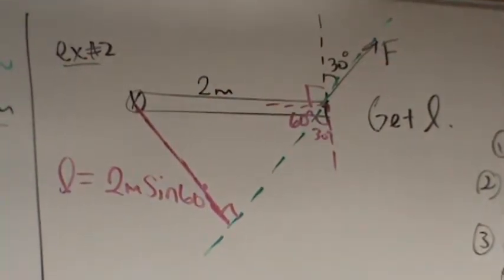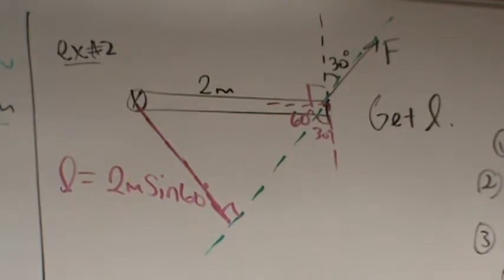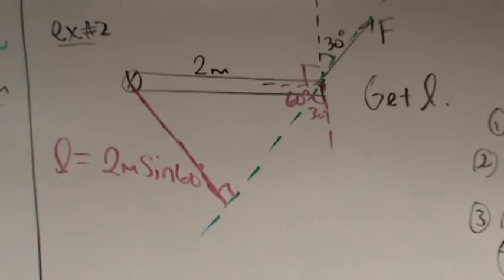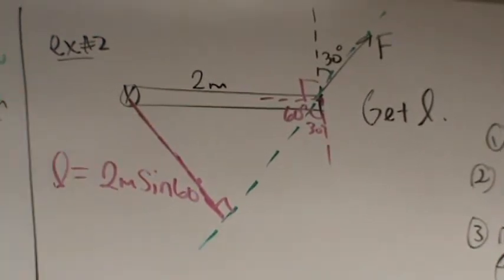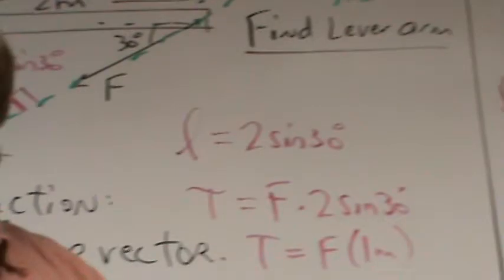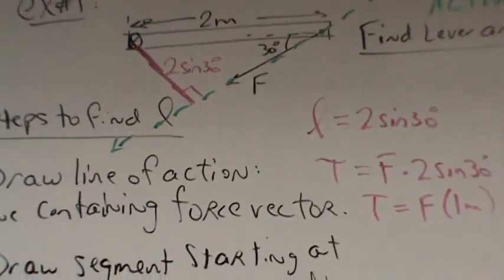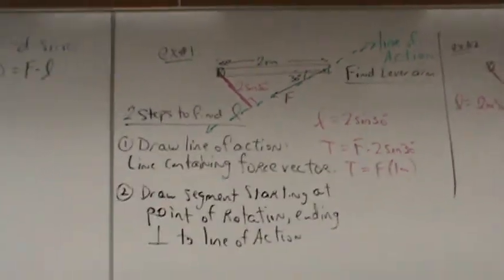Yes? I just did 2 times my cosine. Oh, then you win. Then you're great. Did anyone do 2 cosine 30? Okay, good enough. That's great. That's beautiful. It's the same answer. It's correct. Okay? Any questions or problems on this? Okay. Then I need to give you a couple more problems involving lever arm.